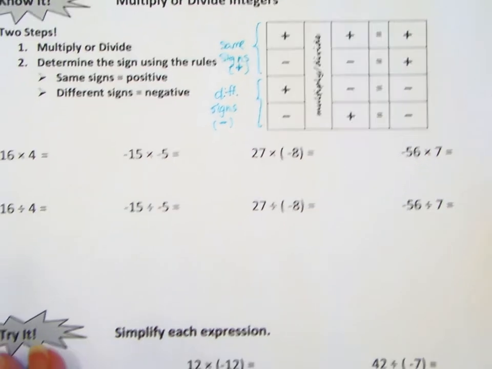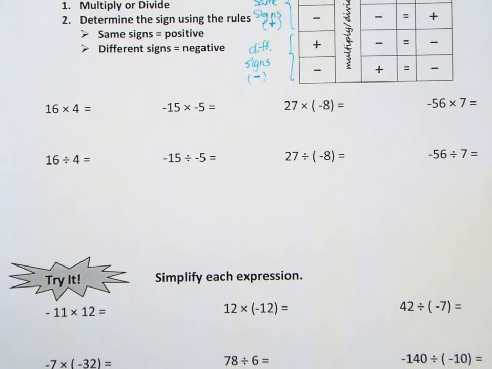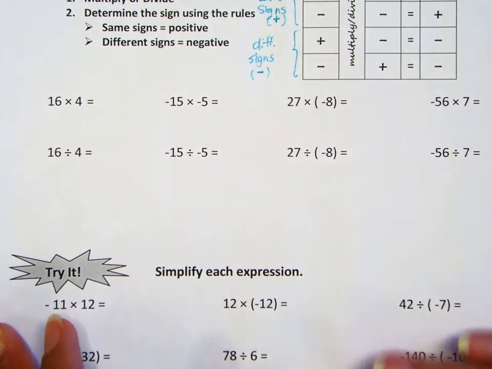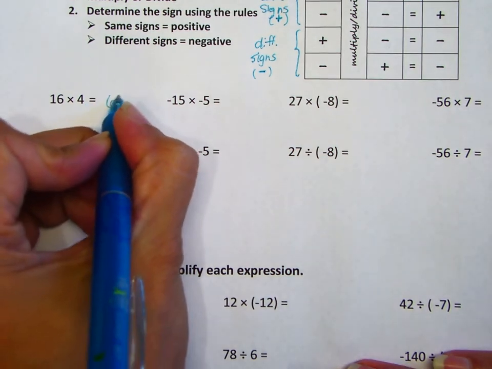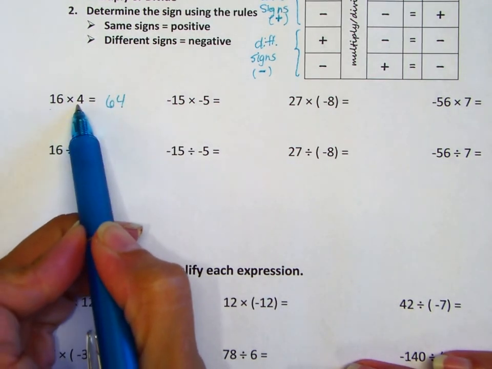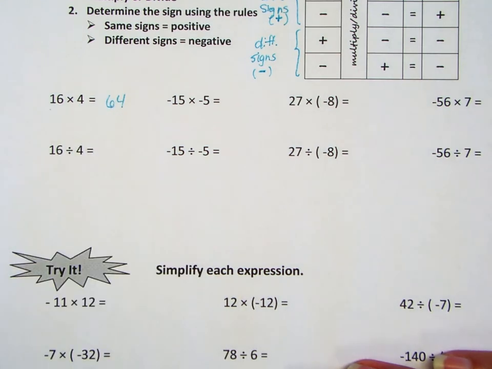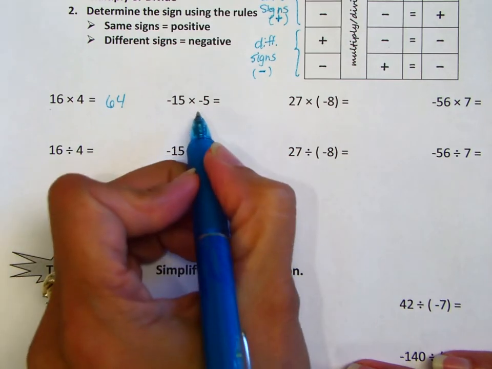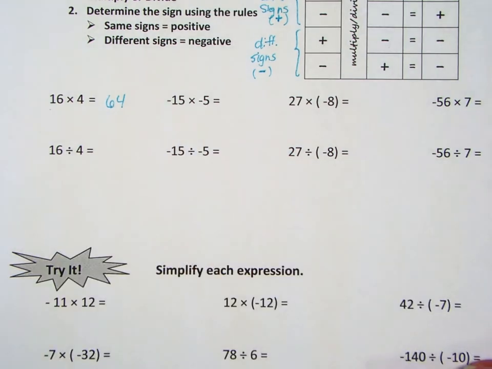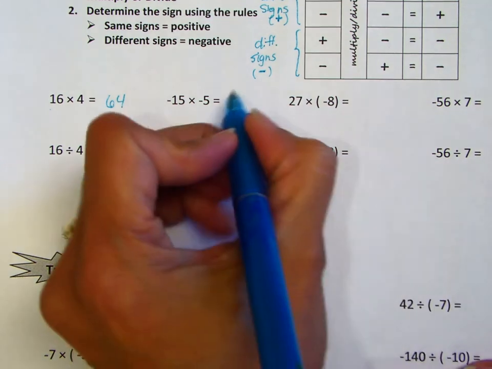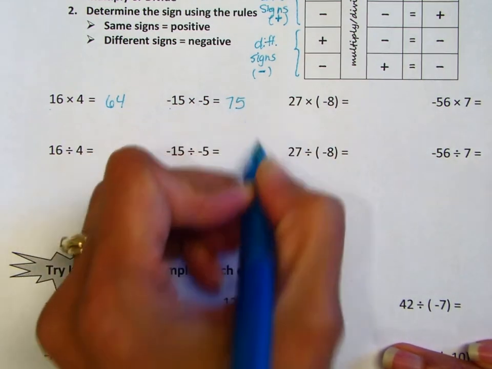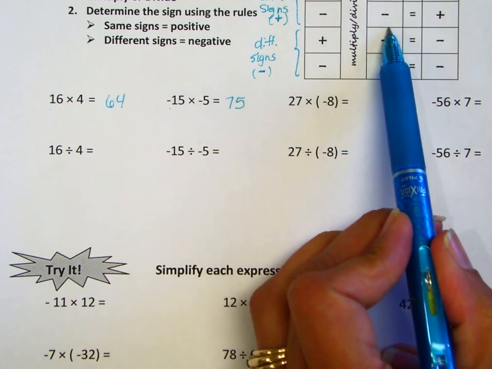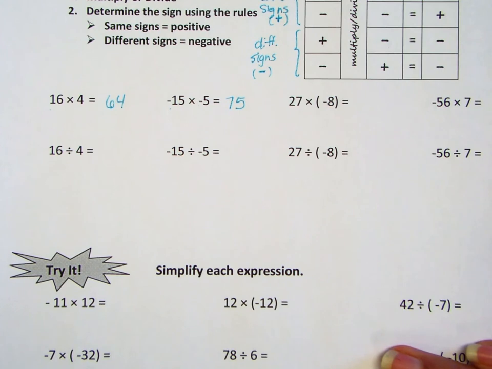So let's try a few problems together. We have 16 times 4. We know that 16 times 4 is 64. And it's a positive times a positive, so it stays a positive. Same signs, positive answer. We have negative 15 times negative 5. Well, 15 times 5 is 75. And we have a negative times a negative. So remember, a negative times a negative is a positive. Same signs, positive answer.